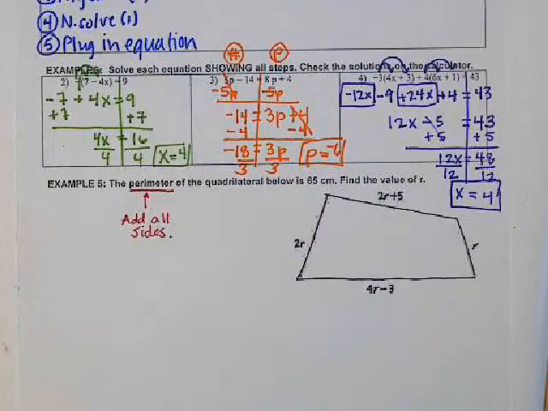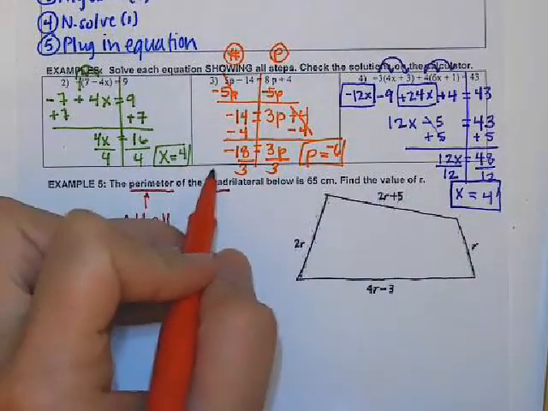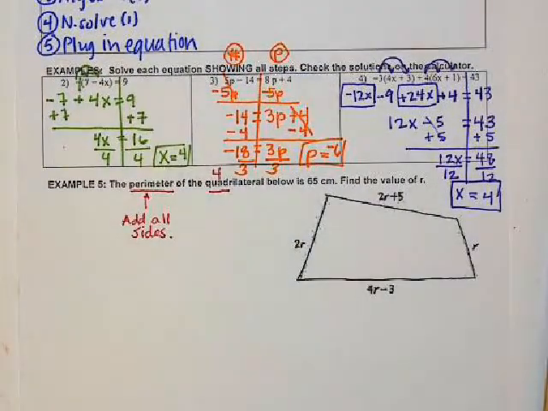If I write it, you write it. So the perimeter of the quadrilateral, what's quadrilateral? What's quad mean? 4. So it just means the 4-shaped figure. So the perimeter of the quadrilateral below is 65 centimeters. Find the value of R. What do I do? How do I find R?